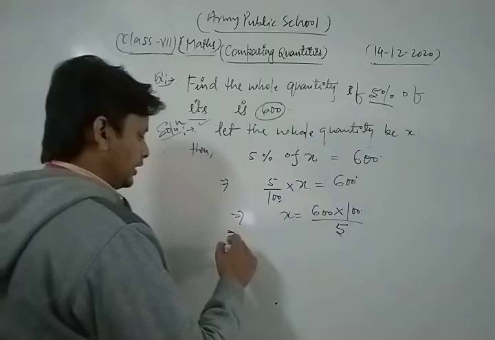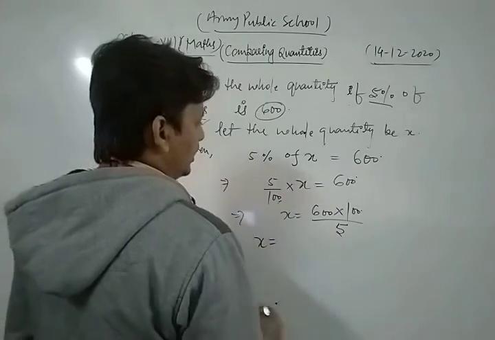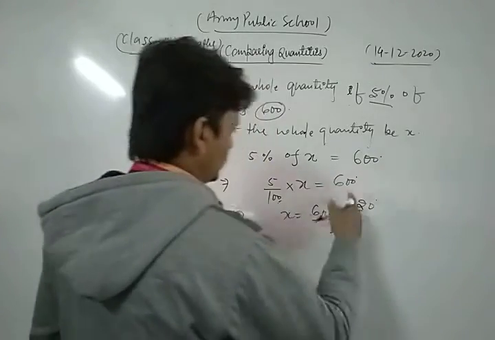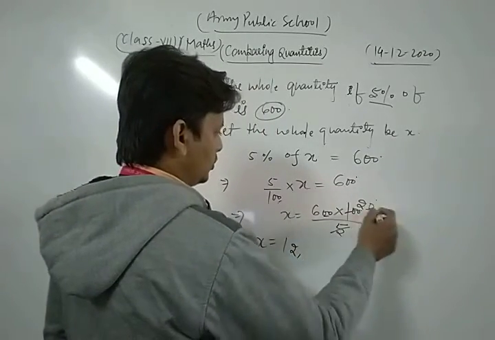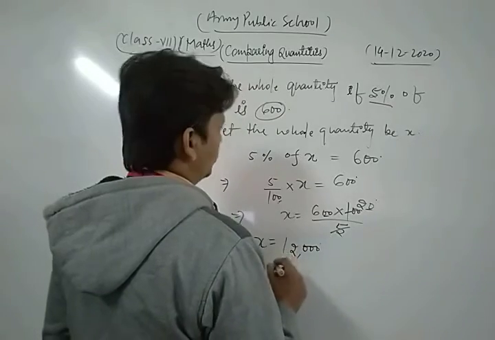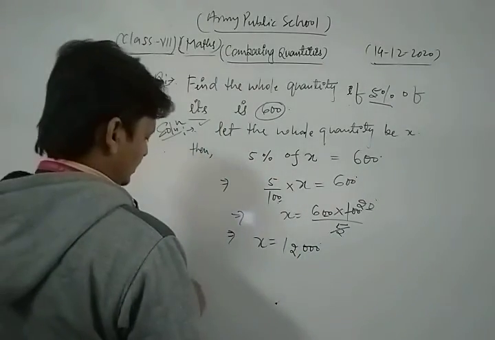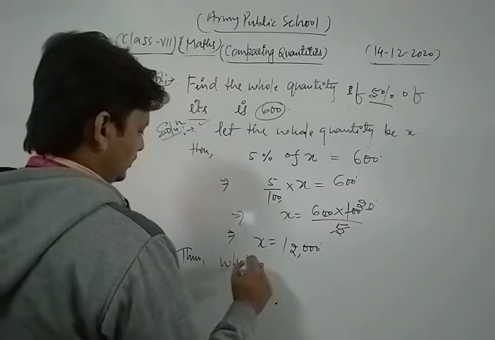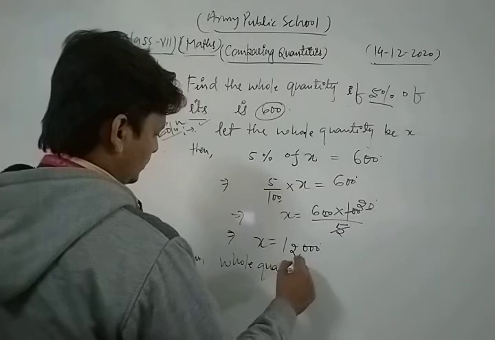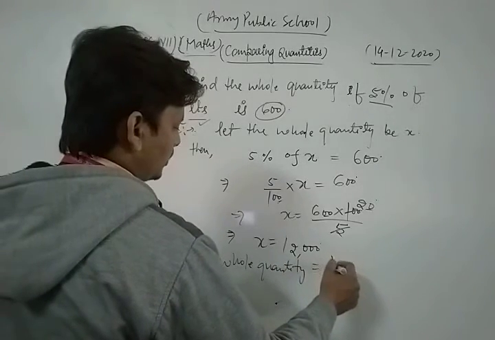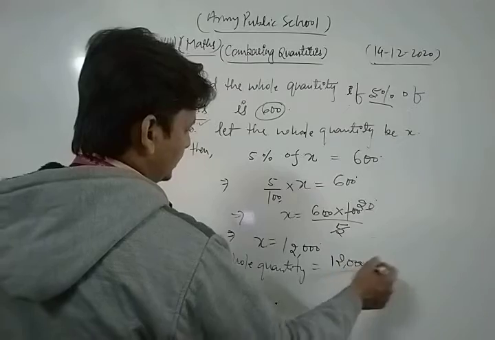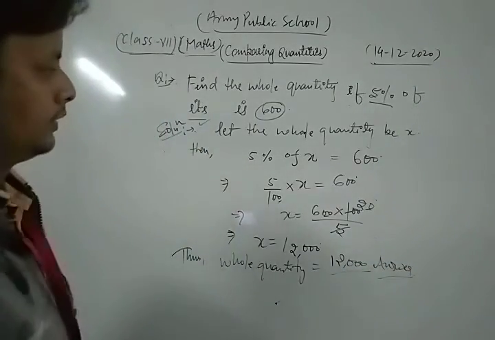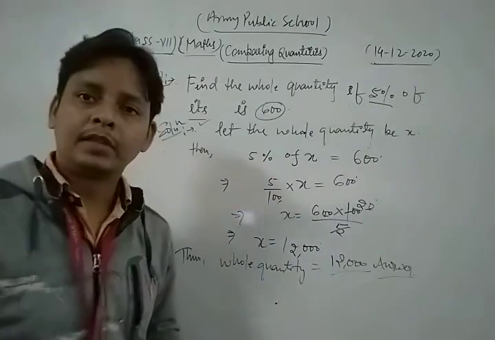So we get x is equal to what? 5 twos are 10, that is 0. Now we get 6 twos are 12 and we write 3 zeros, 1, 2, 3. So thus the whole quantity is 12,000. This is our required solution of the given question.